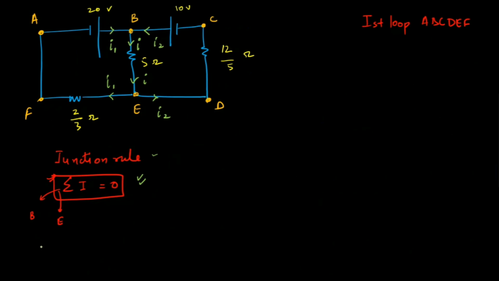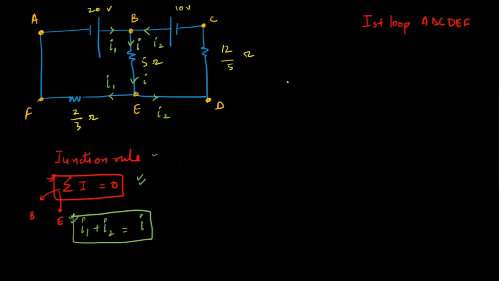What is the current coming to this junction? Current is I1 and I2. Yeah. So I can say I1 plus I2 must be equal to the current leaving the junction. The current leaving the junction is I. So this is my first equation using the junction rule.